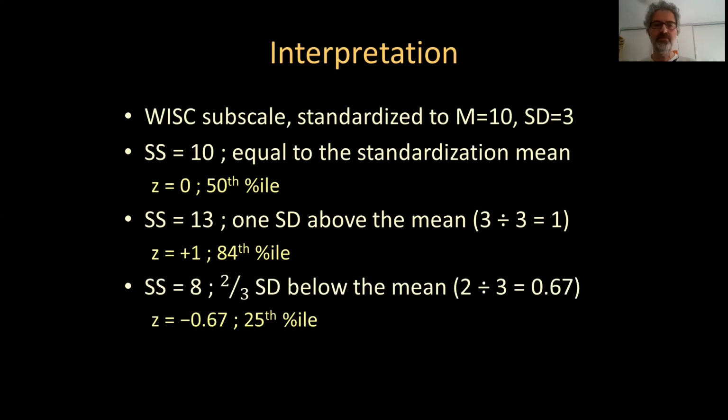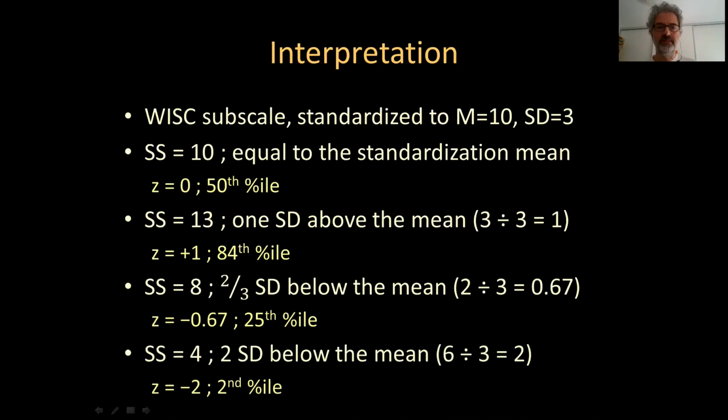What about a scaled score of 8 on a WISC subscale? Well, 8 is 2 below the mean of 10, and that is 2/3 of a standard deviation, 2/3 of 3. So 2/3 of a standard deviation below the mean is z equal to -0.67, which corresponds to the 25th percentile. So a scale score of 8 means you are doing worse than 75% of the norming sample, and as well or better than 25% of that.